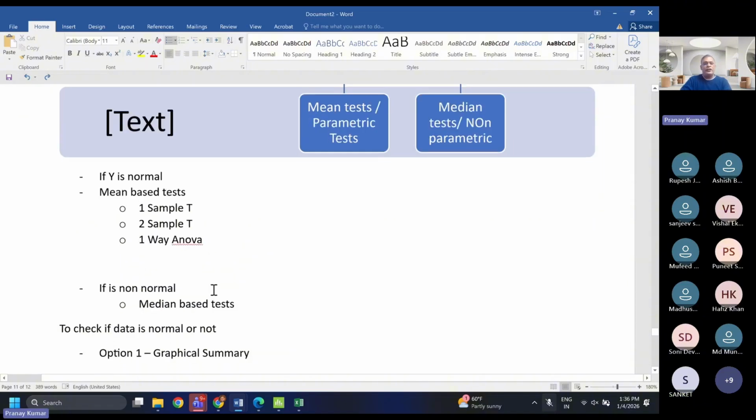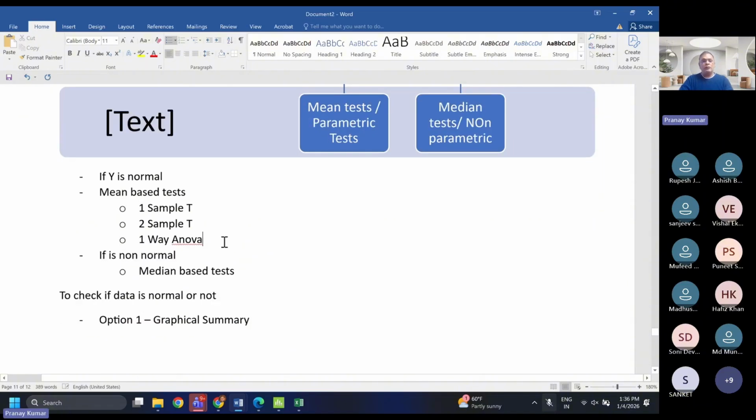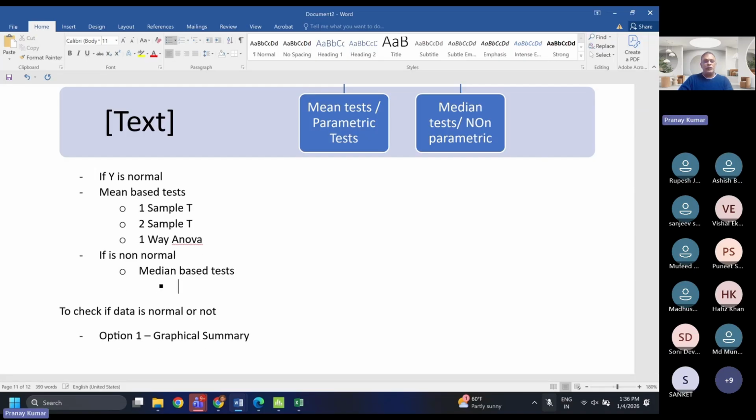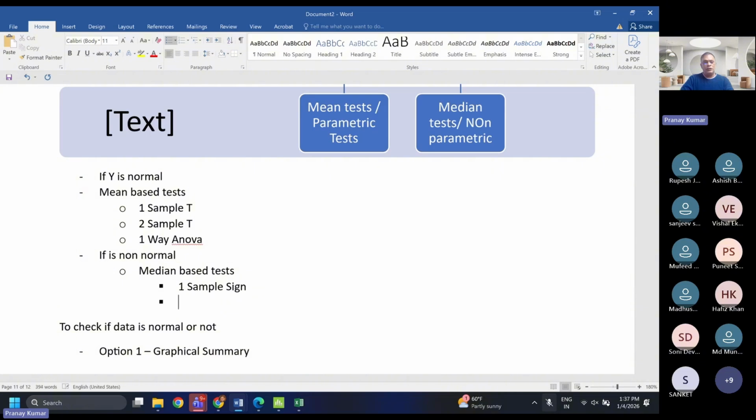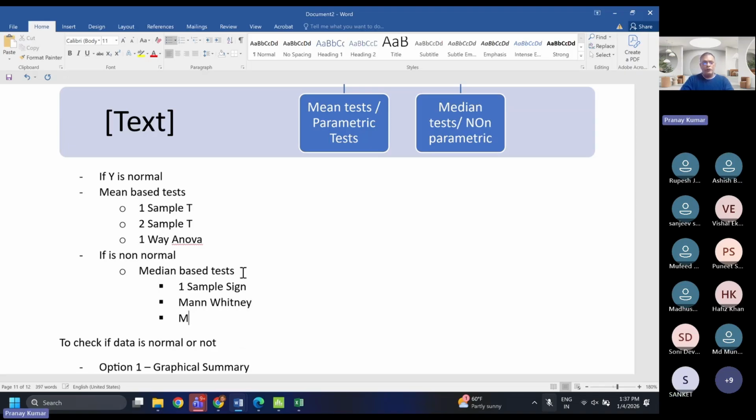We are saying there are three tests when we are using the mean wala tests. Similarly, in the median wala test, we have three options. One referred to as, in the place of one sample t, we will do one sample sign. In the place of two sample t, we look at Mann-Whitney. In the place of one-way ANOVA, we look at Mood's median.